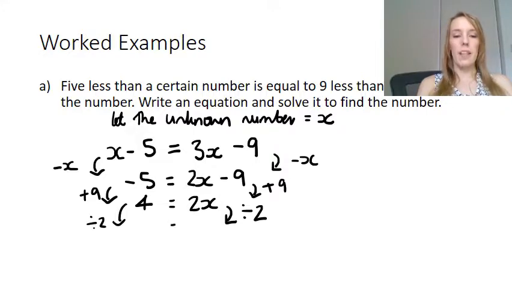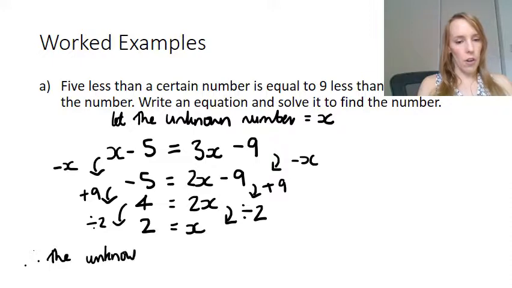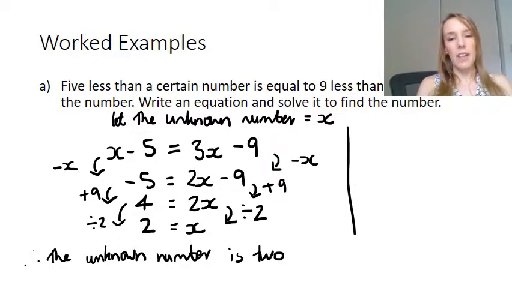So 2x divided by 2 is just 1x. And 4 divided by 2 is just 2. So therefore, x equals 2. So remember, the last step is to write a word answer because it's a word problem, so it needs a word answer. So therefore, the unknown number is 2.